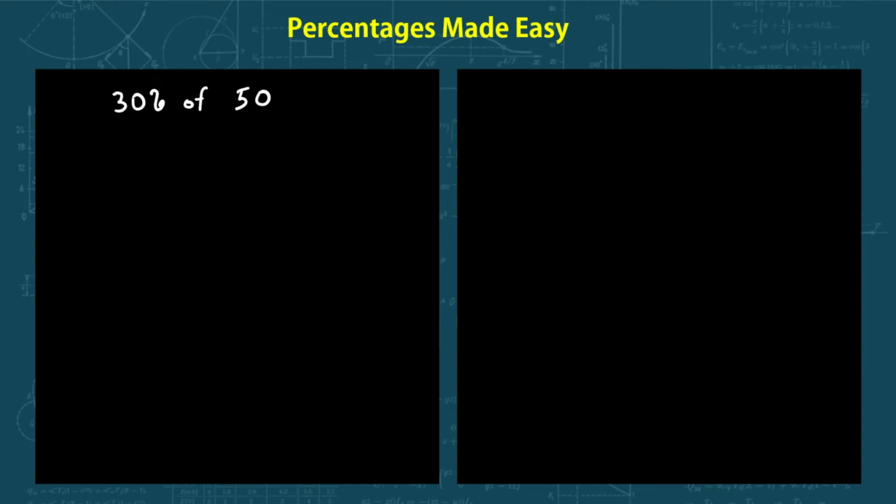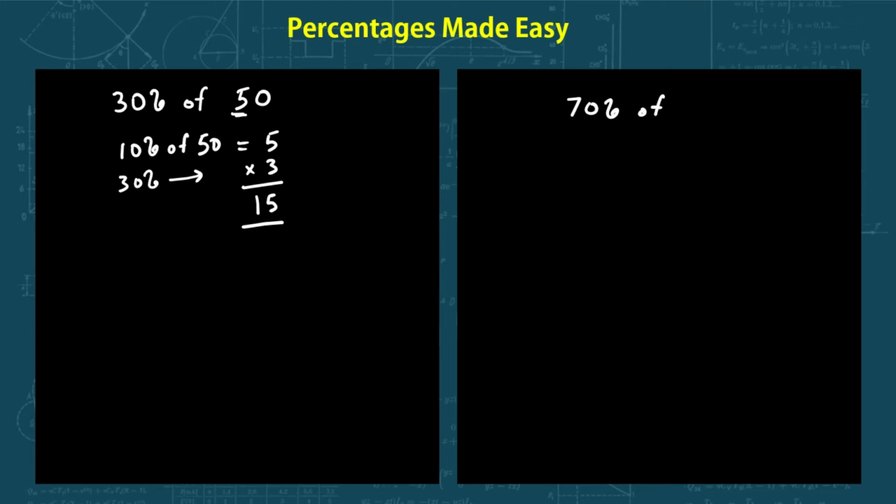The best trick here is to first find 10% of 50, which is basically just the first digit, which is 5. All right. And that we multiply by 3 because we are looking for 30%. That will be equal to 15. Okay. Now it's your turn.